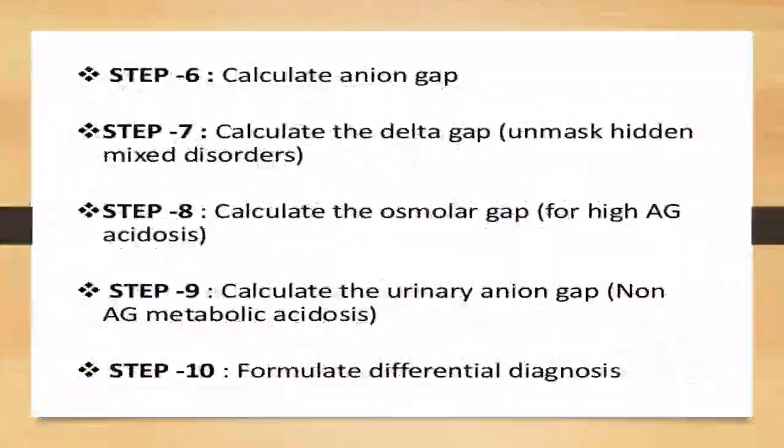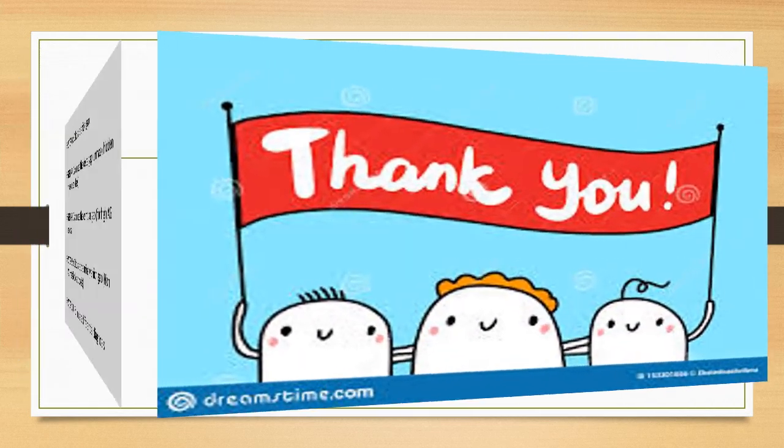Step 6, calculate the anion gap. Step 7, calculate the delta gap, that is to unmask hidden, missed disorders. Step 8, calculate the osmolar gap for high AG acidosis. And step 9, calculate the urinary anion gap, that is for non-AG metabolic acidosis. And step 10, formulate the differential diagnosis. Thank you.